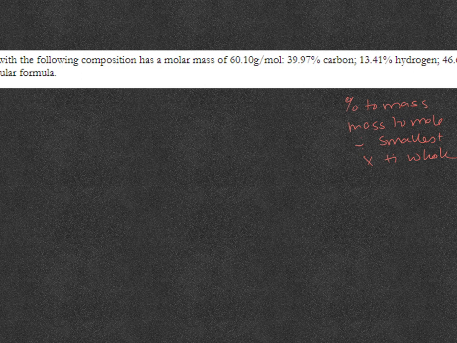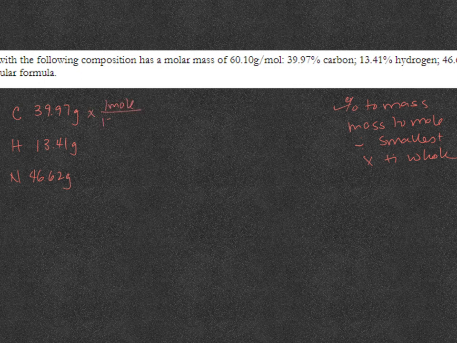So we have a substance that has 39.97% carbon, 13.41% hydrogen, and 46.62% nitrogen. So the first thing we're going to do is assume 100 grams, and my percent values become grams. So carbon, I have 39.97 grams. Hydrogen, I have 13.41 grams. And nitrogen, I have 46.62 grams. Percent to mass, done.